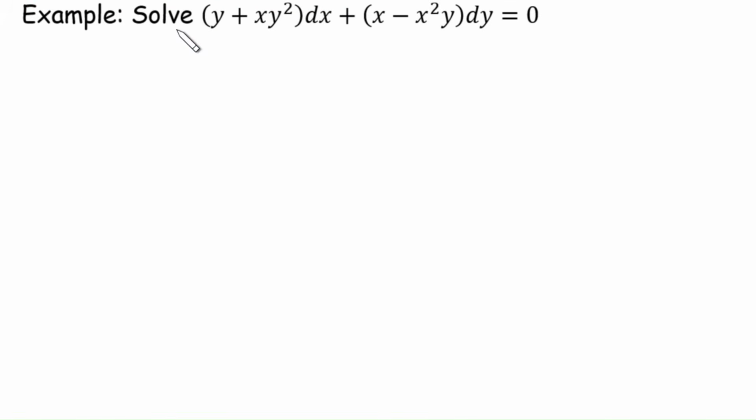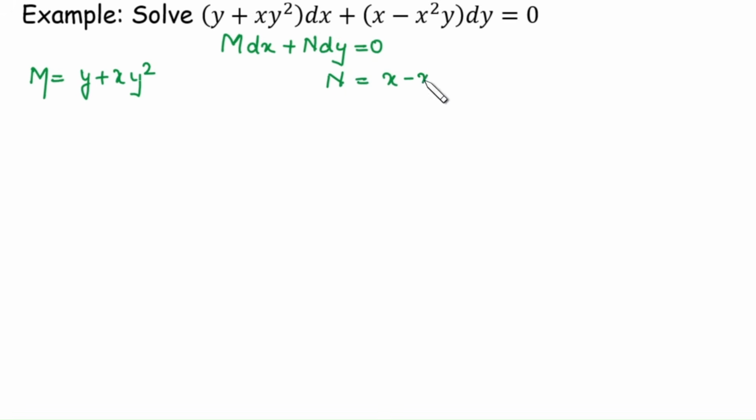So here we have the first example. We need to identify whether this is in the standard form, that is, M dx plus N dy is equal to 0. As it is in the standard form, we can extract the value of M. According to this, the value of M is y plus xy square, and the value of N is equal to x minus x square y.